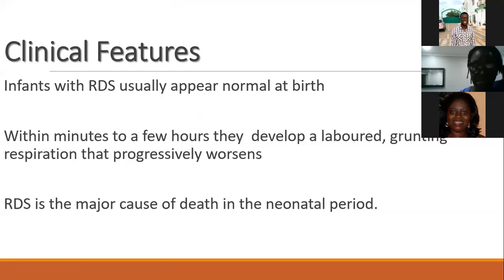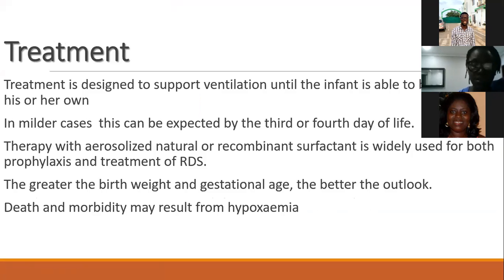So, like I said, ventilation is what helps. Sometimes you can give surfactants. You can pass an endotracheal tube into the trachea and then instill it into the alveoli, which goes into the lungs and helps with the development. However, the ventilation is just to give support.